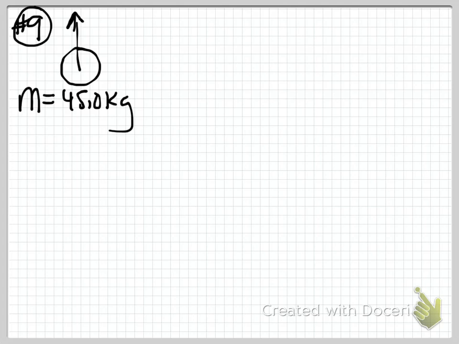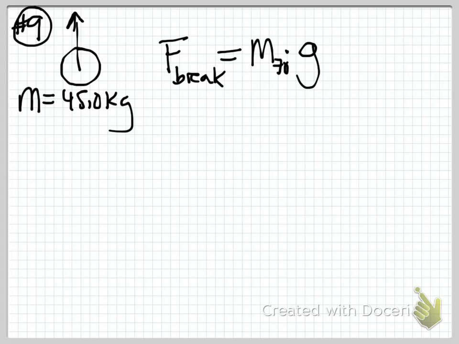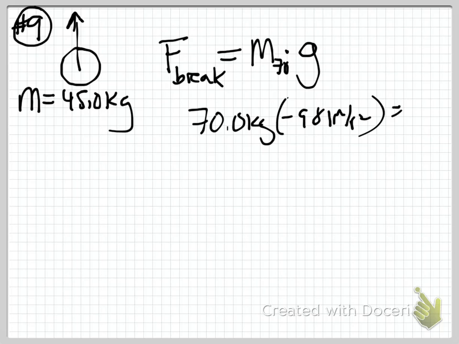So what we have to know first is the force at which it's going to break. The force at which it will break is equal to the mass of a 70-kilogram person times gravity, because it can just hold the 70-kilogram person. You can't move them up or down. So the maximum breaking force is 70.0 kilograms times negative 9.81 meters per second squared. That's your break force.